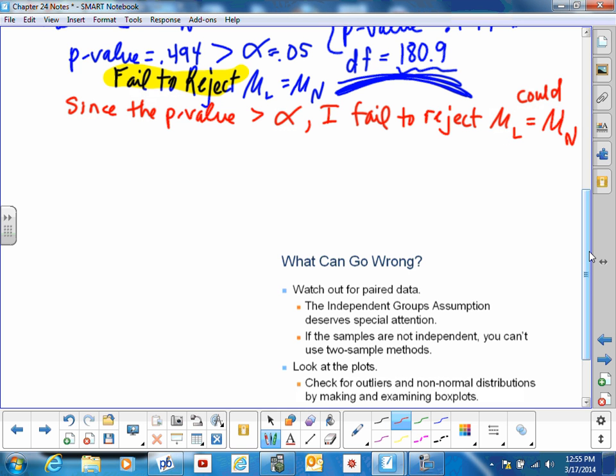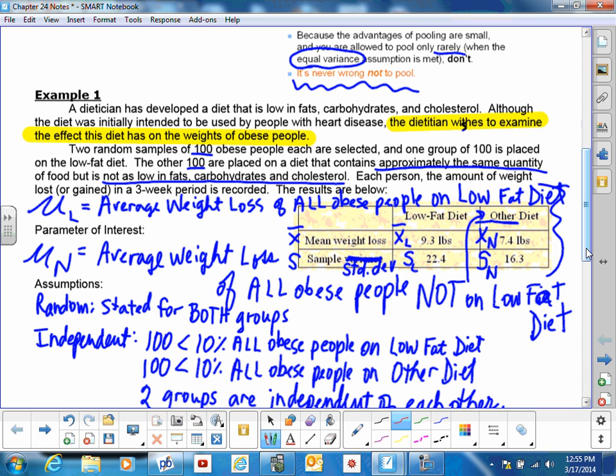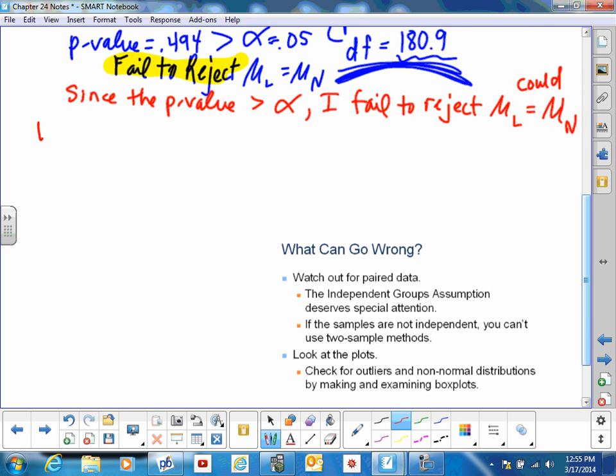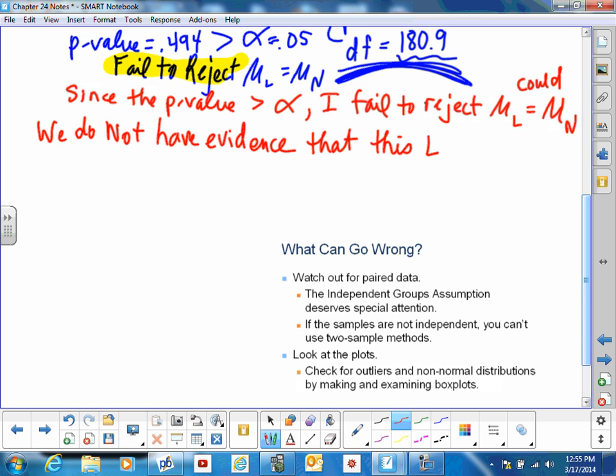So, do I have evidence? Let's answer the question she asked. This dietitian, whoever it is, man, woman, whatever, wishes to examine if this diet has an effect. Does this diet have an effect? We do not have evidence it does. So we do not have evidence that this low-fat diet has an effect, because that's what the question specifically asked, on what?